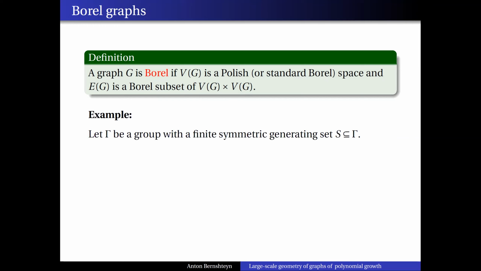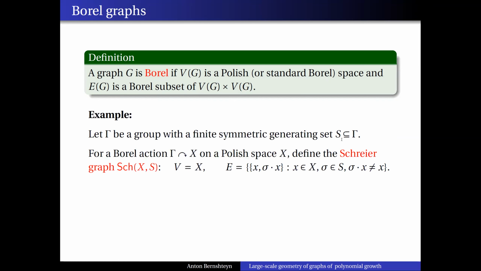A typical example to have in mind is related to studying actions of finitely generated groups. If I have a finitely generated group gamma with a symmetric generating set S, and I have a Borel action of gamma on some Polish space X, I can define the Schreier graph corresponding to this action, which I'm going to denote Sch(X, S), where the vertex set is X, the space in which the group is acting. I put an edge between the vertex x and the translate of x by a generator, x and sigma times x, where sigma is one of the generators. I don't allow loops, so I only put an edge there if sigma times x is not equal to x.